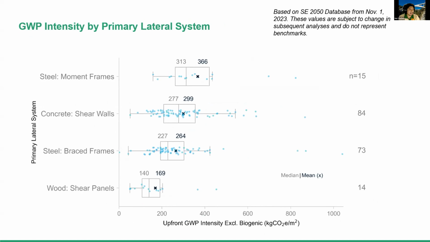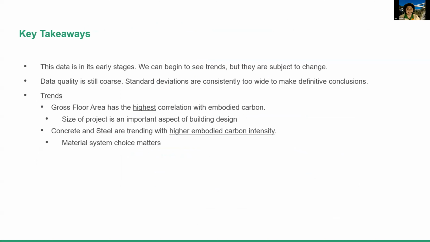What I want to highlight in this last portion, from primary lateral system, is why this is still early stages, because as you'll see, steel moment frames is currently the highest. But if you were to remove those last two outliers at the very end, this would be a lot closer to concrete shear walls at around 298 kilograms per meter squared. So what we're seeing is that this is still very early. And that's one of the big key takeaways: the data is in its early stages and we can start to see trends, but the data quality is coarse.